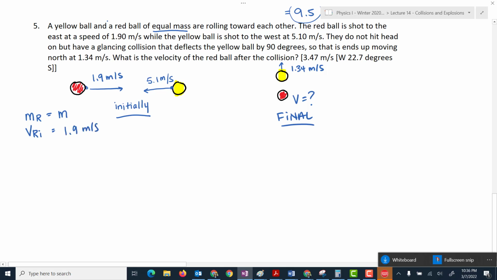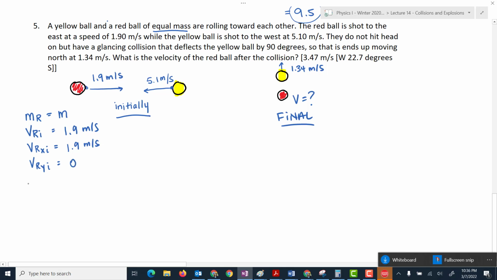But like I said, we're going to have to decompose things into x and y components, because even though initially they're both moving just east and west, or left and right, at the end things are starting to move in the y direction as well, so we need to start looking at components. So I'm going to write VRX initial and VRY initial. Initially the red ball is moving east, so the x component is positive and it's the same value, and the y component would just be 0 because it's not moving up and down, north or south at all.